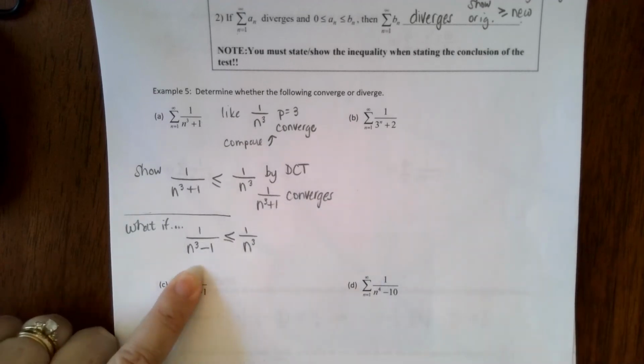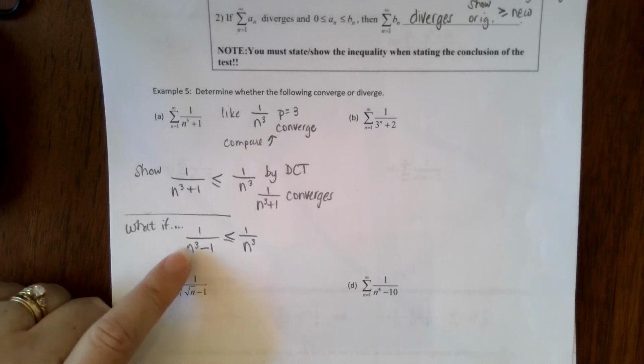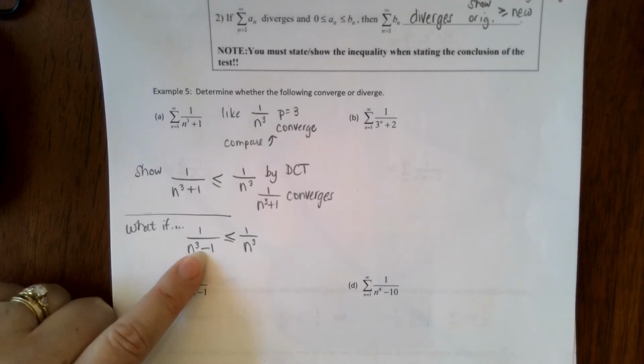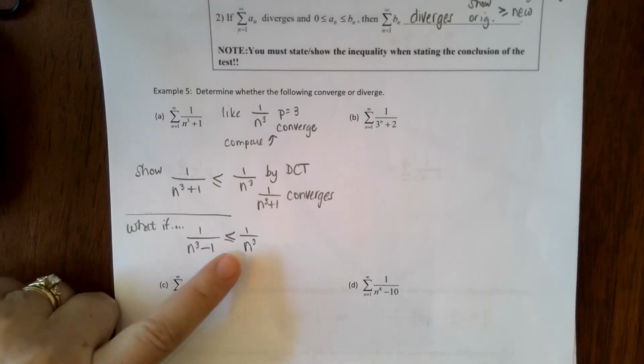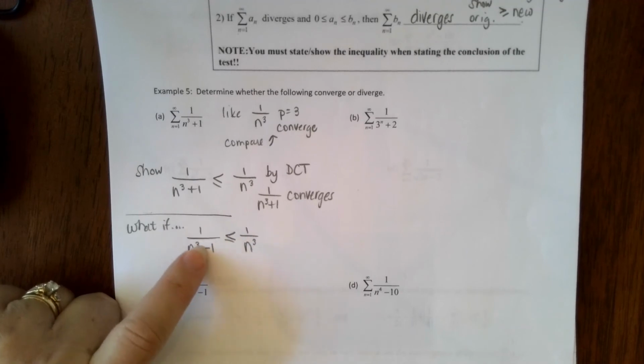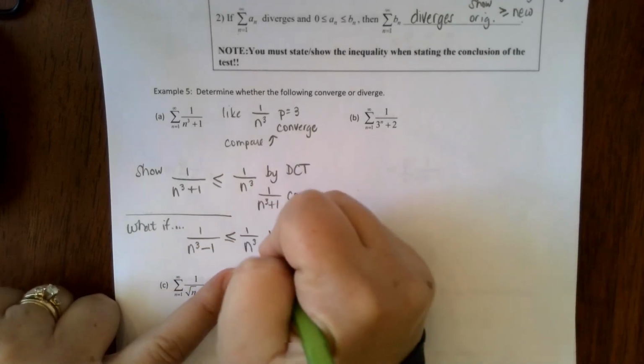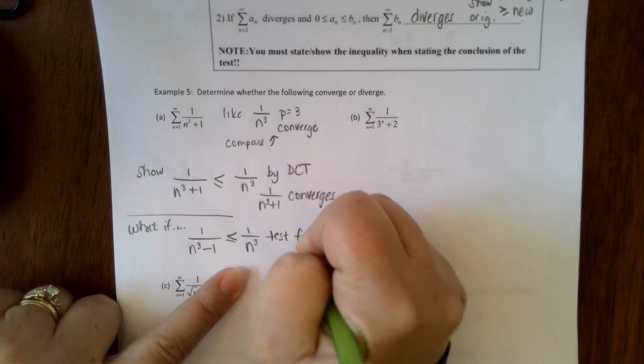and I plug in some numbers, don't plug in a 1, that doesn't work, because if you plug in a 1, that's undefined. So maybe we plug in a 2. So this is going to be 1 over 7, and this is going to be 1 over 8. 1 over 7 is not smaller than 1 over 8. So what would happen is this test fails.